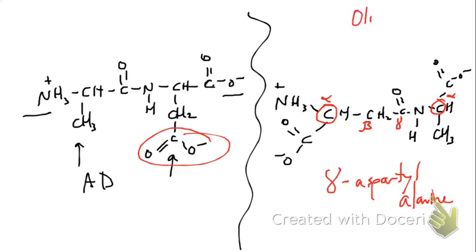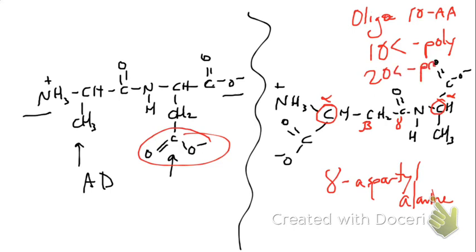Oligopeptides. So let me draw the O. Oligopeptides are about 10 amino acids in length. If you're greater than 10, you're a polypeptide. If you're greater than 20, you're usually known as a protein. And so this will come back later on as we discuss protein formation and function, and a variety of things like that.